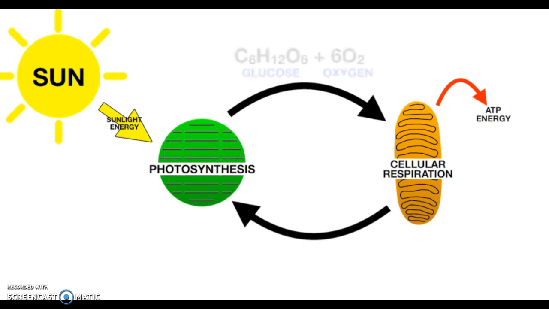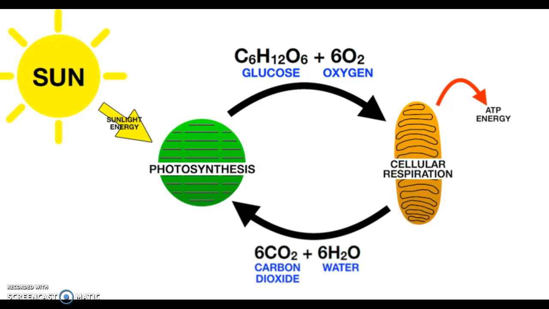This glucose and some oxygen travels across to the mitochondrion, which then gives the chloroplast carbon dioxide and water. The products of photosynthesis are, as you may have guessed, glucose and oxygen, and the products of cellular respiration are carbon dioxide and water.